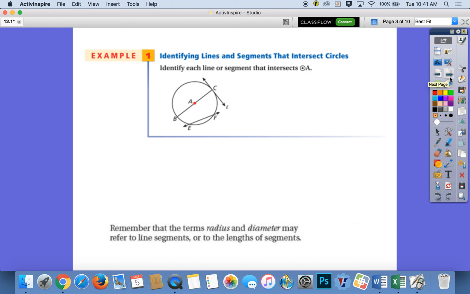So let's go through and just identify a couple of these. We want to identify each line or segment that intersects circle A. Okay, and note the notation so we can get used to that. So your chords are going to be, notice my notation here, not line EF, segment EF. This is the kind of mistake that's going to happen on your test, you guys, I'm going to be looking for. All right, also, do you see another chord? BC, which is also your diameter.